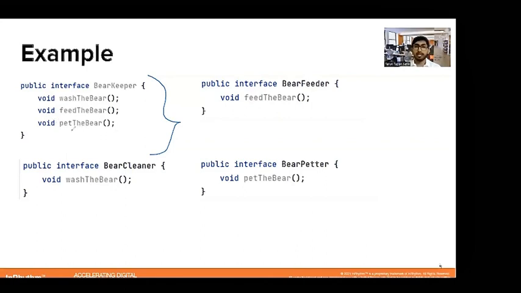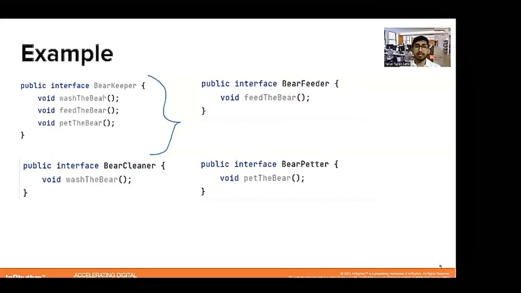Now, if we define our interface like this, any class that is going to implement this interface is going to be forced to implement all this behavior, right? That is not optional. Now, how do we fix that? There's a better way to do that.